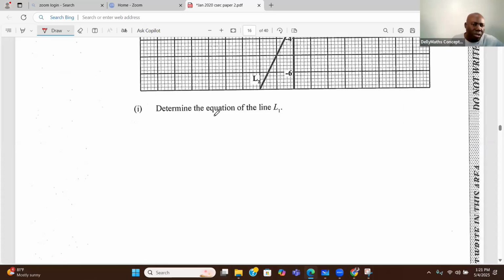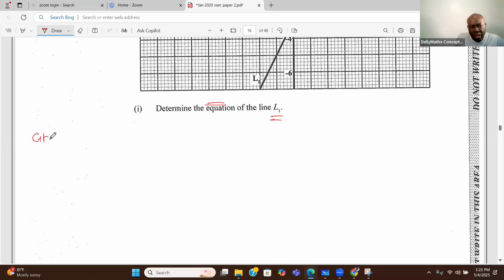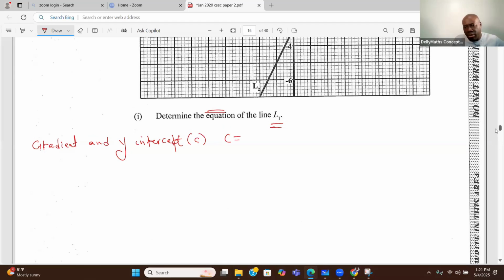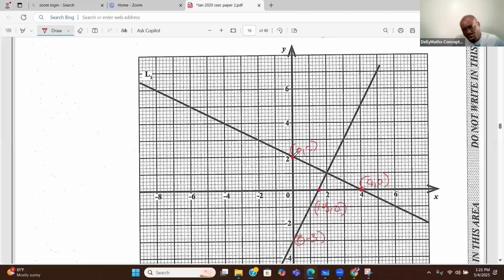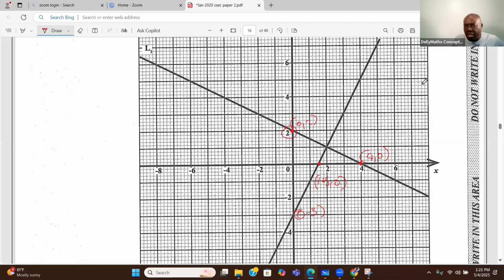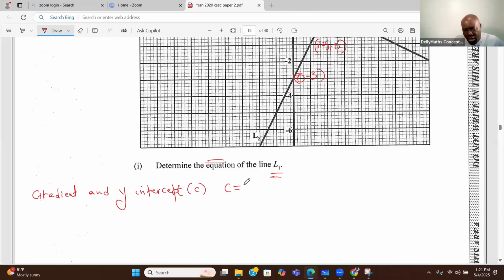They say, determine the equation of the line L1. If you're going to find the equation of a line, what you want is the gradient of that line and the y-intercept. The thing is, we have already got the y-intercept. The y-intercept, we call it C. If you look back, they gave it to you. So the y-intercept for L1 is 2. They told us in the text as well as we're seeing it. So we know this is 2.